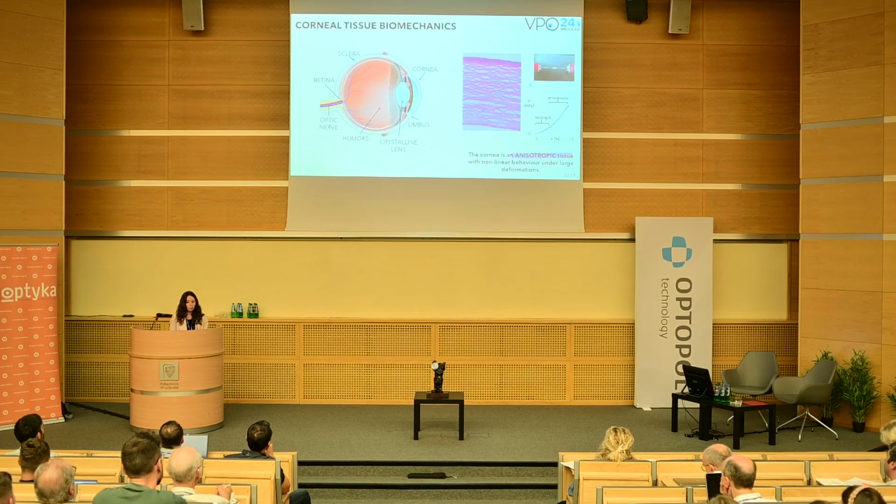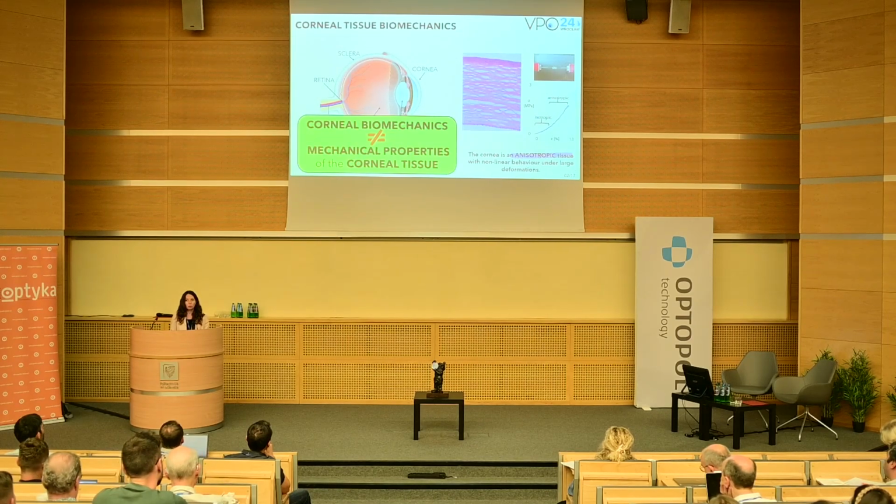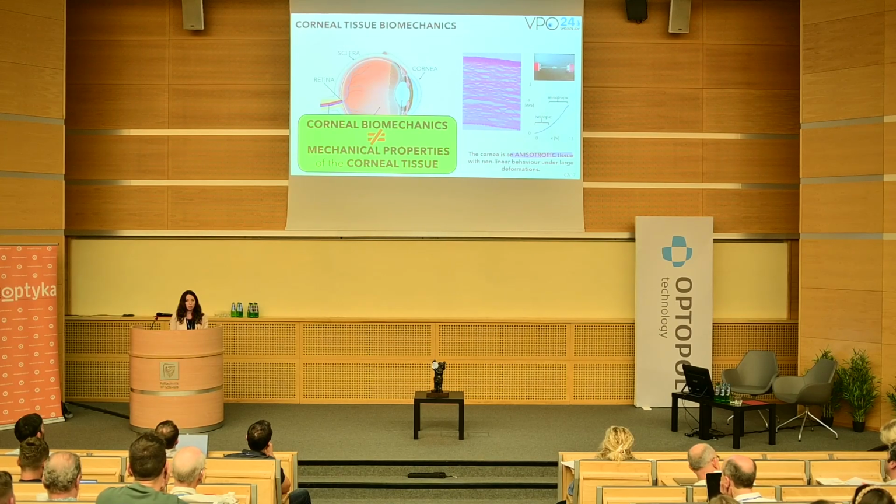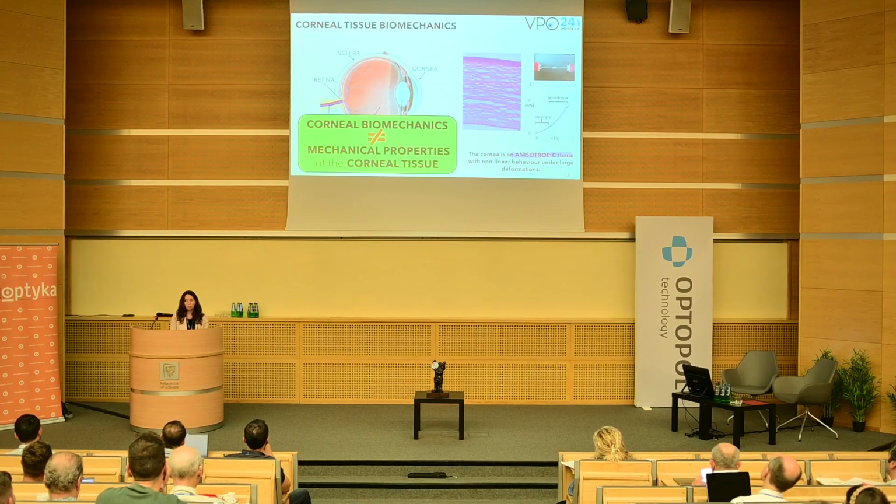One important remark is that the study of corneal biomechanics is not only composed of the study of the mechanical properties of the corneal tissue, but it includes a complex interaction between a lot of factors. Yes, the mechanical properties of the corneal tissue, but also, for example, the intraocular pressure, the geometry of the cornea, and any external load acting on the corneal surface.